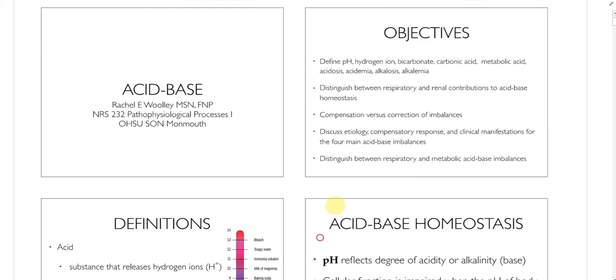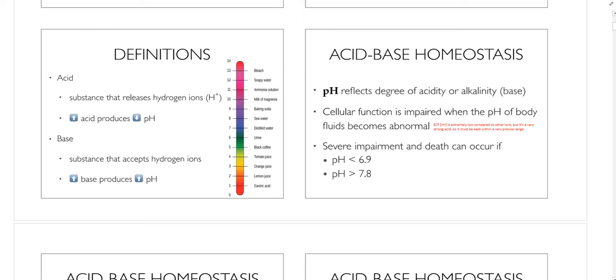Alright, so an acid is going to be any substance that releases a hydrogen ion, and as we increase the acid concentrations in our body, this produces a decrease in pH. And inversely, a base is any substance that accepts a hydrogen ion in solution, and as we have an increase in base, this produces an increase in pH.